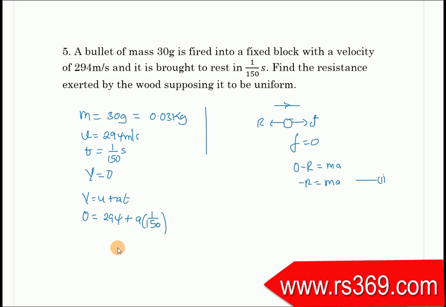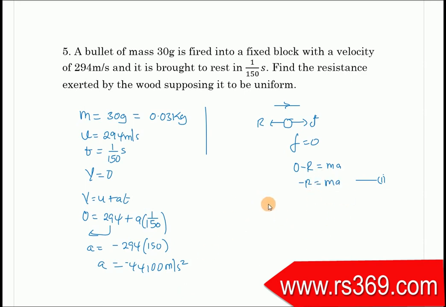Let's take that one, so that we have that A is equal to negative of 294 times 150 to get us a value of A, which is 441.00 meters per second squared in the negative. And now we can put it here.